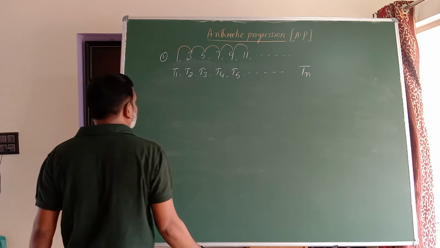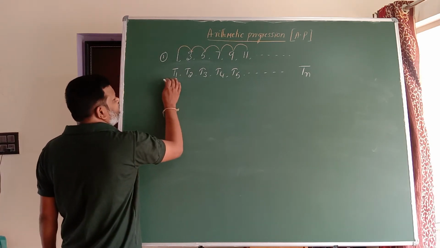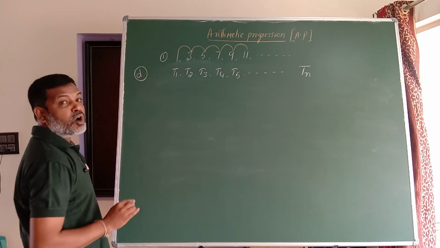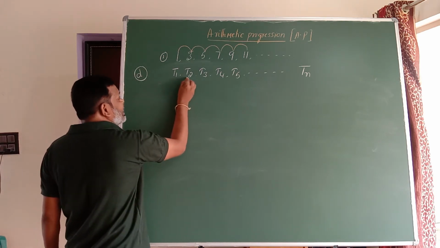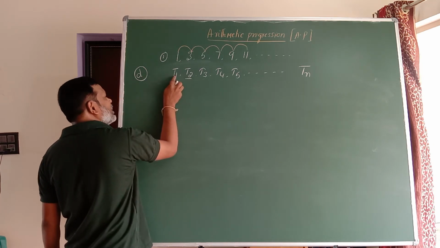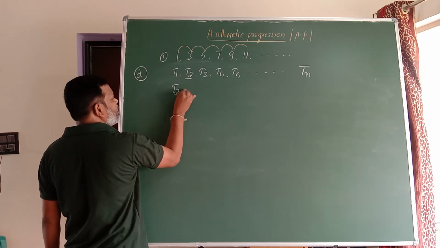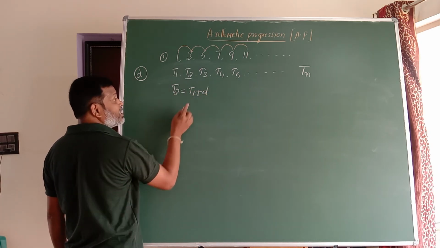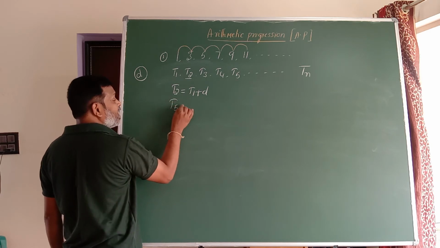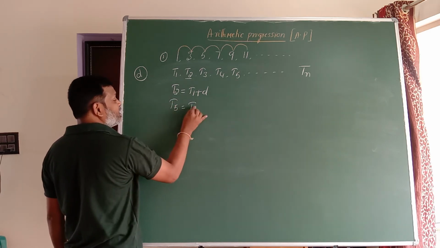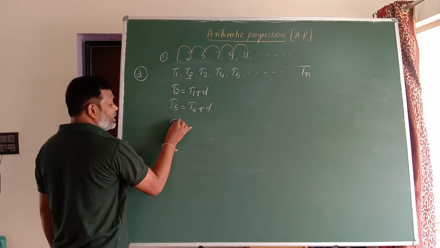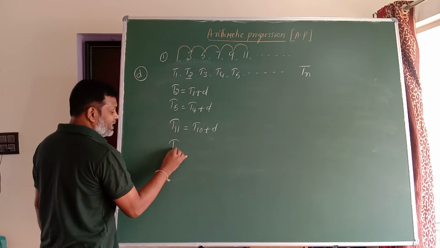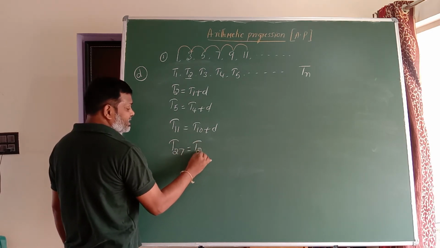Have a look on this. So here for this arithmetic progression, we know that d is the common difference. To get T2, add the common difference to the previous term. T2 is obtained from T1 plus d. Similarly, A2 is obtained from A1 plus d. How is T5 obtained? T5 is obtained from the previous term T4 plus d. So the 11th term is obtained by T10 plus d. T27 is obtained from T26 plus d.